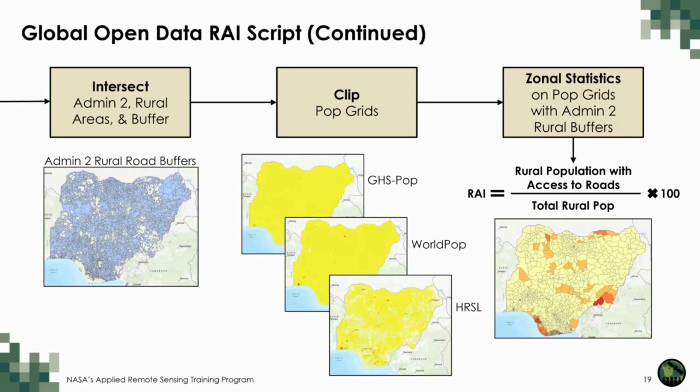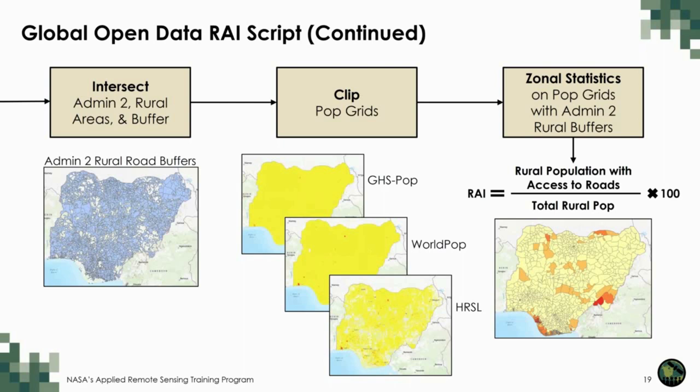At this point, a layer for rural admin 2 areas is also created so that the total rural population of each admin 2 unit can be calculated and plugged into the final RAI formula. Next, the three gridded population layers are clipped to the GAB admin zero extent.